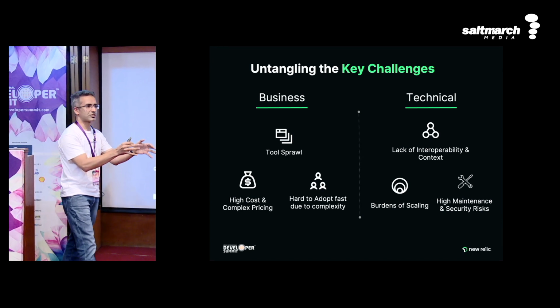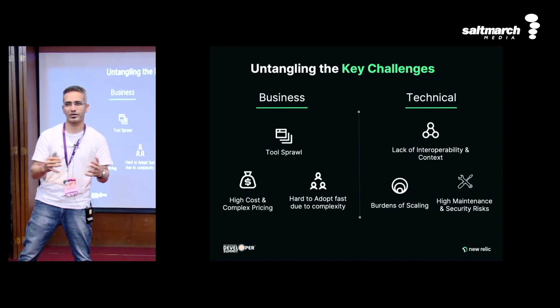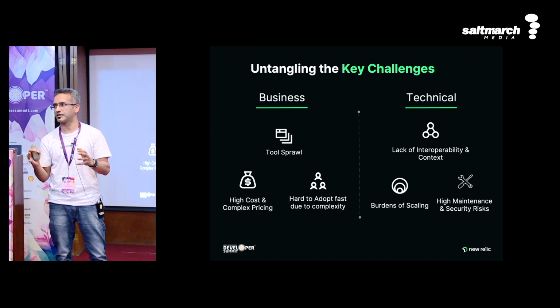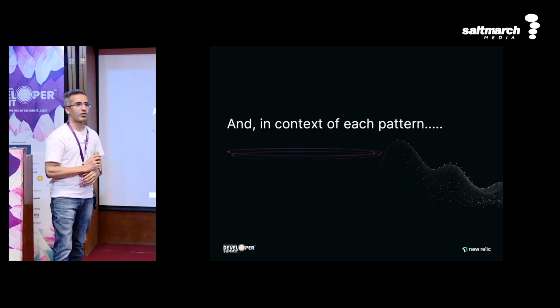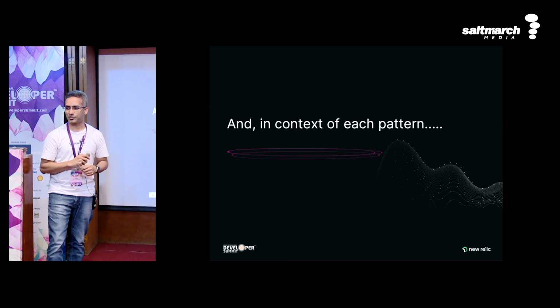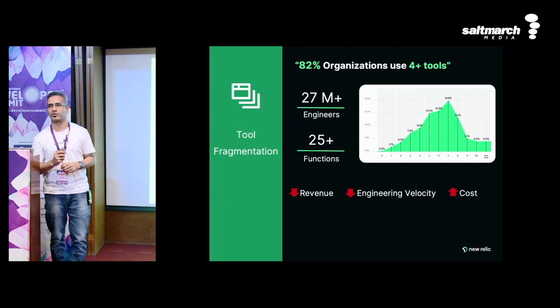So we have challenges. We also looked at as businesses grow, what are the challenges they have, and we also looked at different patterns of observability. Now let's bring those two together. In context of each of these patterns, what are these challenges? First one, tool sprawl, the tool fragmentation that we spoke about.